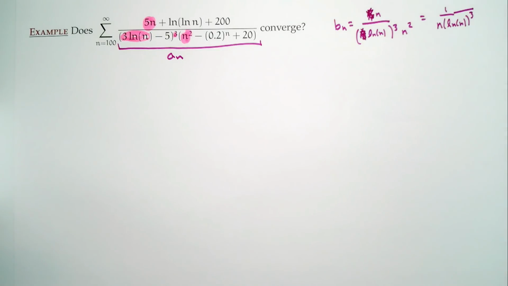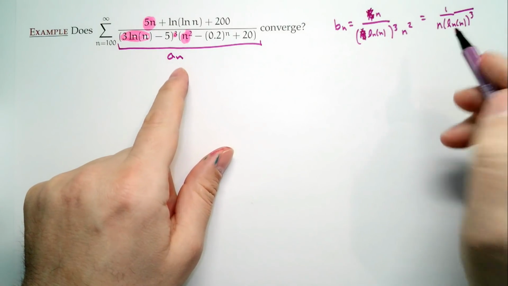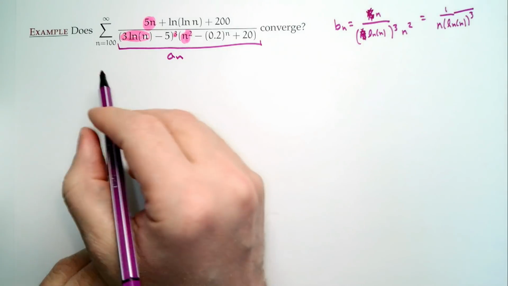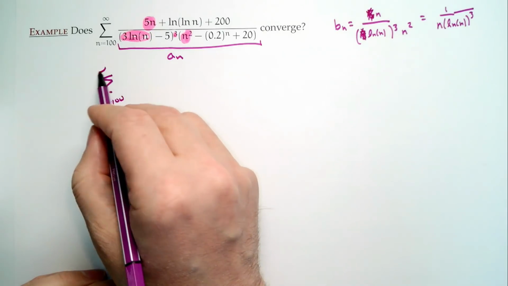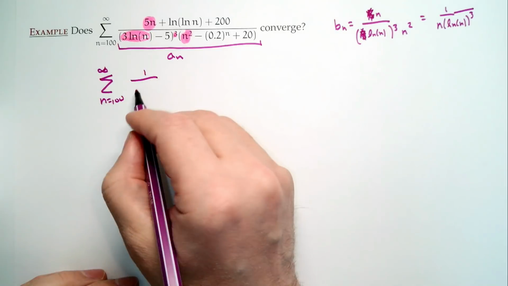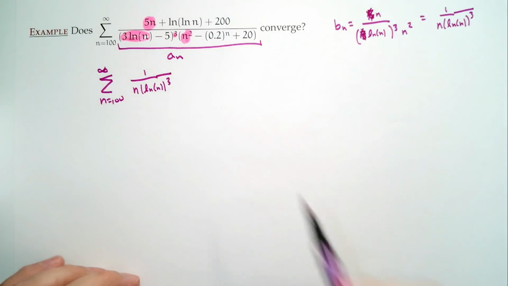Now, what's our claim? Well, our claim is these sums are going to be connected. So, in other words, I really have a different sum, which is the sum from n equals 100 to infinity of 1 over n (log of n) cubed. All right. So, again, these should be connected. So now we have to justify that. And the way you justify it is you do the limit.